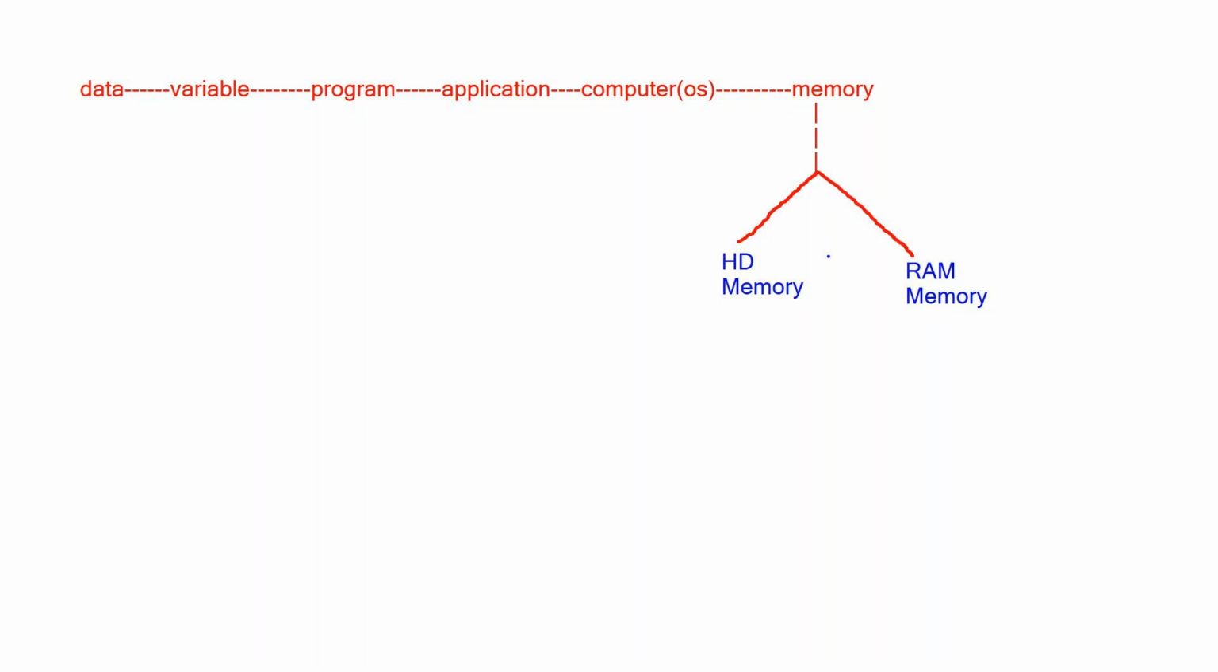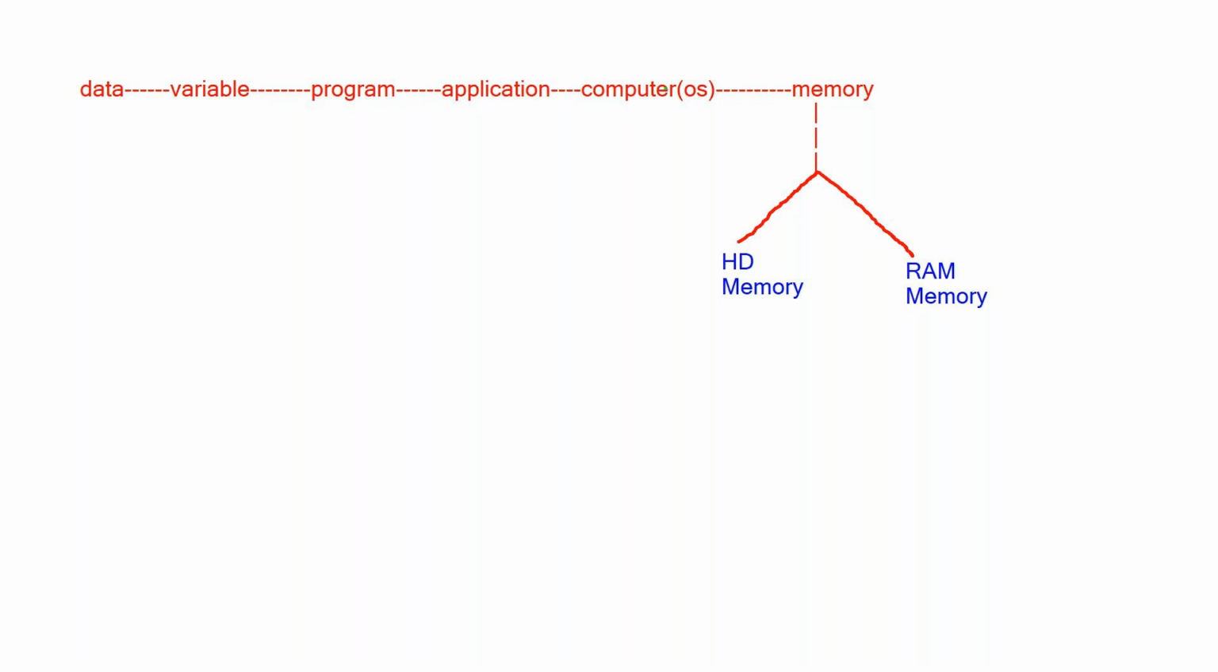If you look at your mobile phone, you have internal storage and RAM memory. In a similar way, in a computer also, there is hard disk memory or SSD memory and RAM memory. So any computer device in the world should contain two types of memories: RAM memory and hard disk memory or internal storage. Now the data we are storing in a variable will be created inside a program. A collection of programs forms an application.